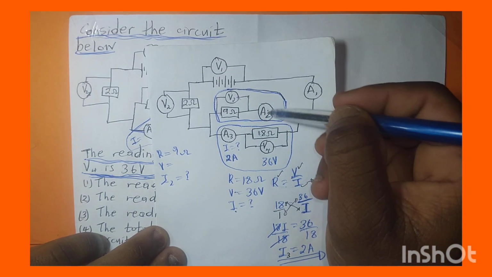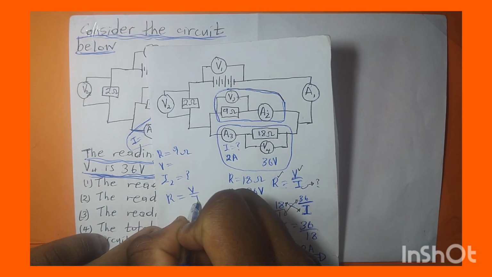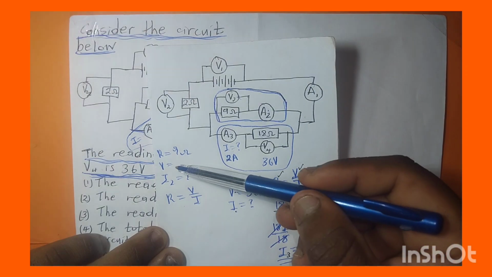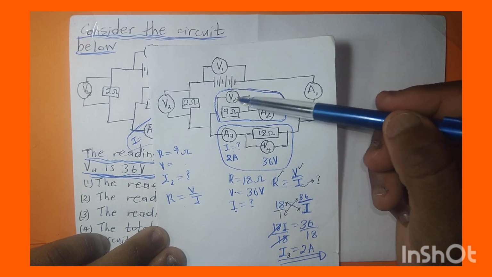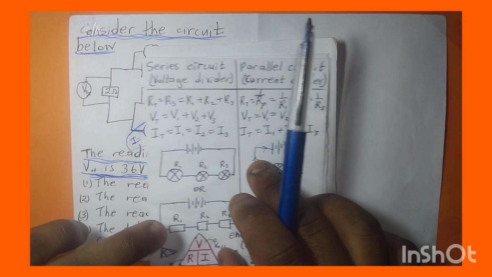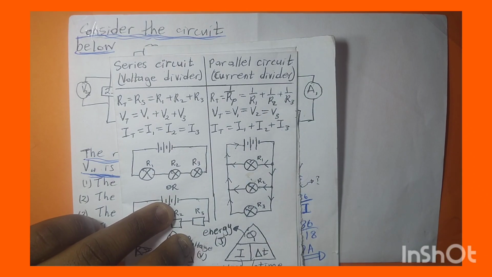So in order for you to solve that, you should apply your Ohm's equation. But in order to apply Ohm's law, first of all you should know the voltage. A key thing that you should understand is that in a parallel circuit, the voltage is equal across the branches.